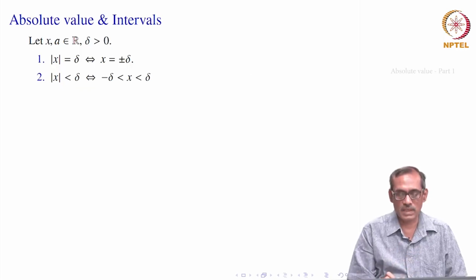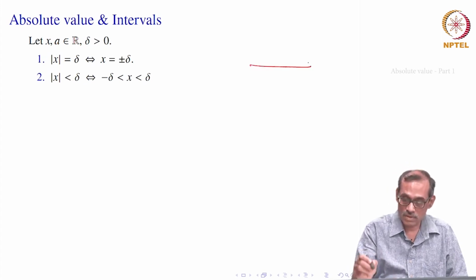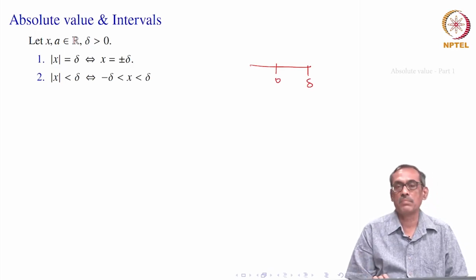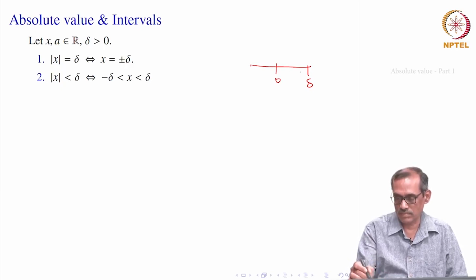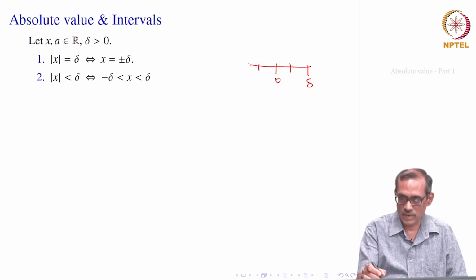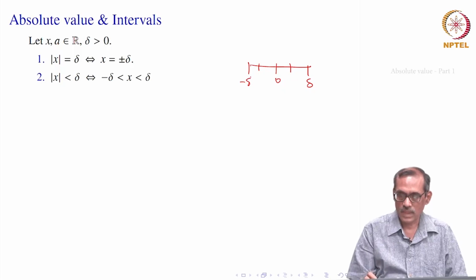Now, that goes for the equality. If it is less than, then what will happen? Again you go back to your drawing, and I have 0 here, I have delta. Now, x is a point such that mod x is less than delta. That means the distance of x from 0 is less than delta. So, x can fall here or x can fall here, where this is minus delta. That means x can be anything between minus delta and delta.